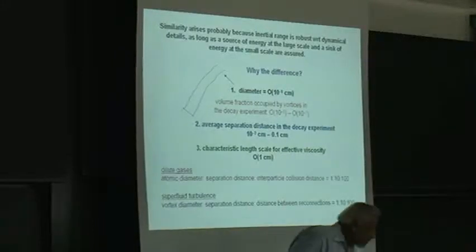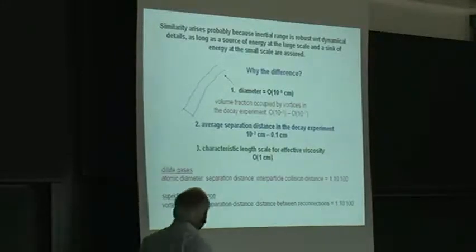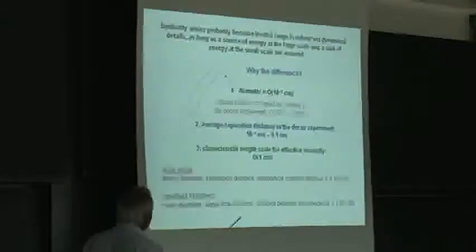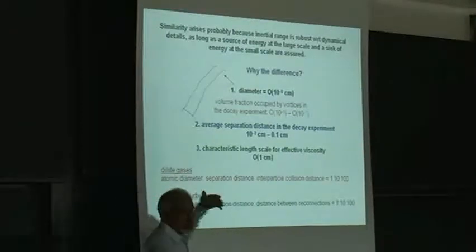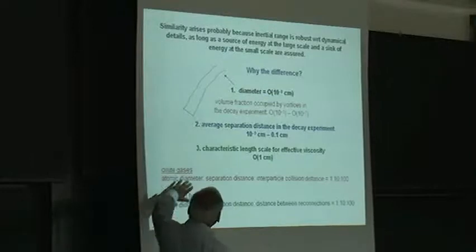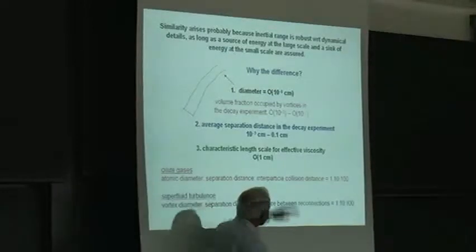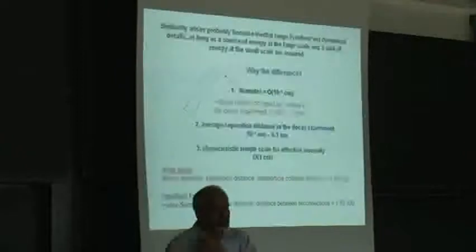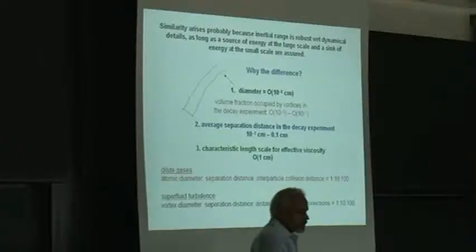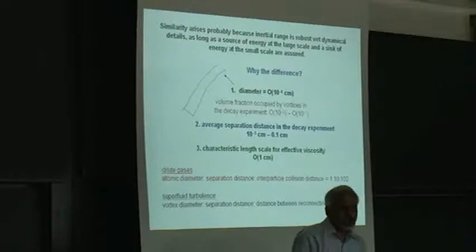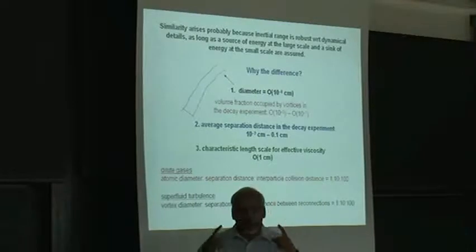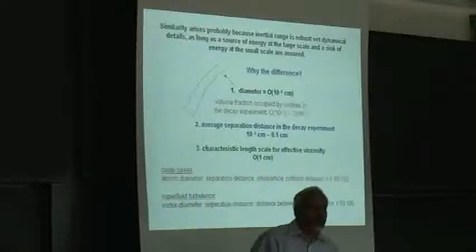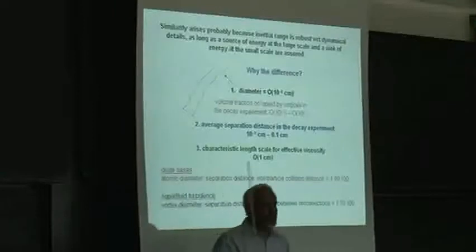And if you recall from your reading of papers on dilute gases, at least at ordinary temperatures, the atomic diameter, the separation distance, and the interparticle collision distance are of the same order, 1 to 10 to 100. So I imagine, therefore, you can do some kind of statistical mechanics of these long, tiny objects somehow. I don't know how to do it, and I don't know that anybody knows how to do it.